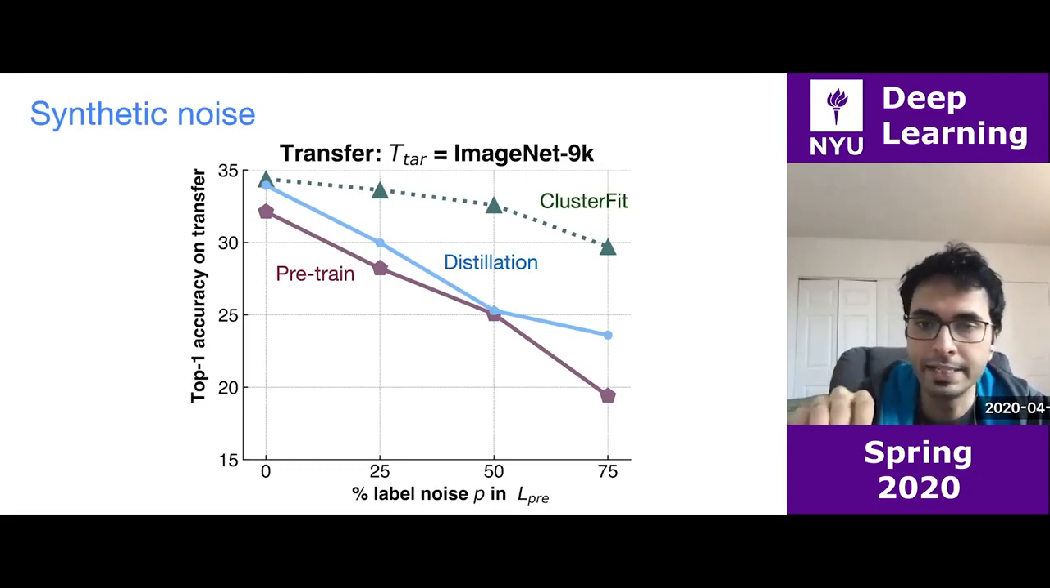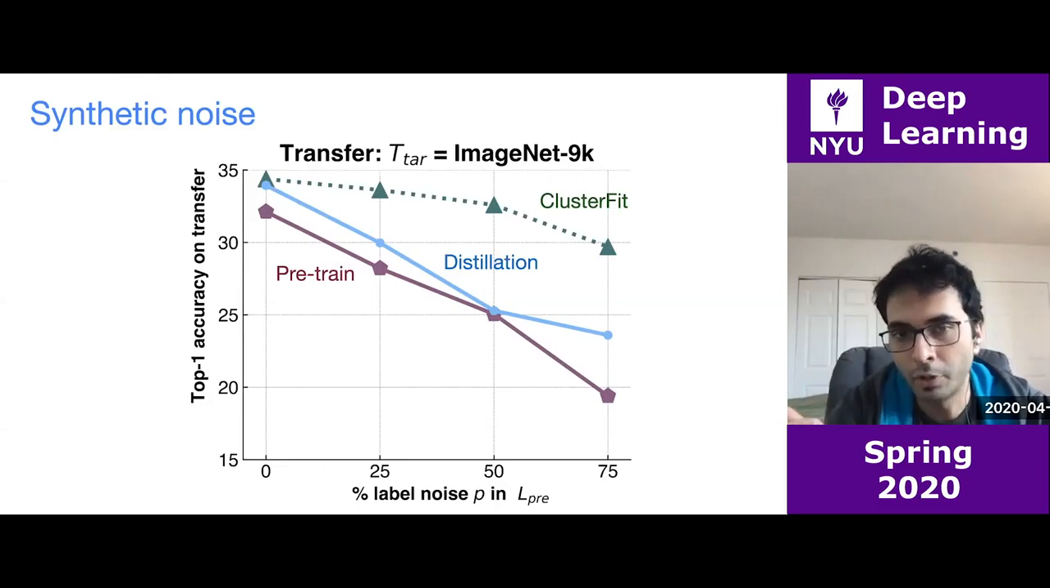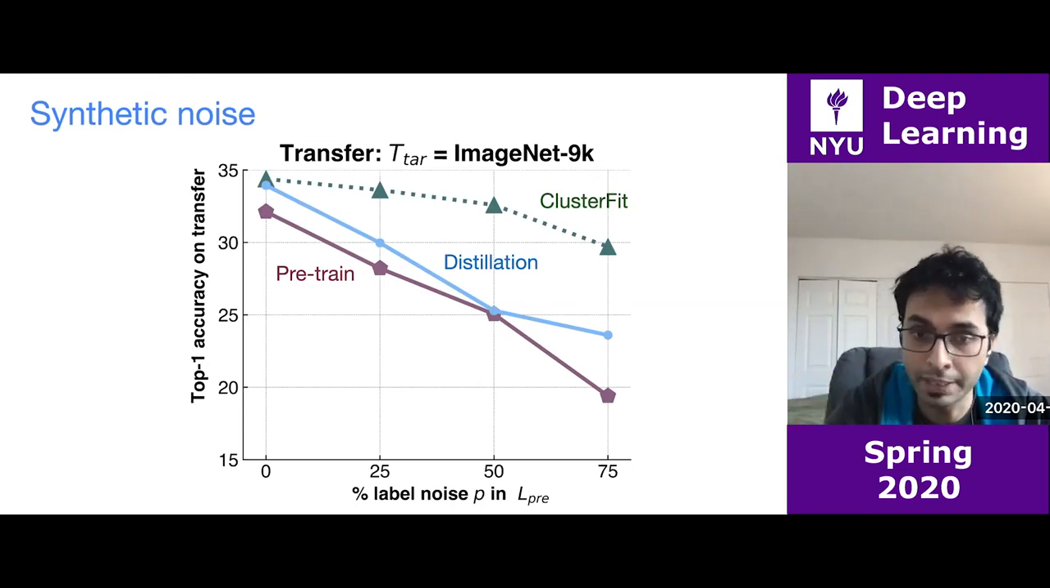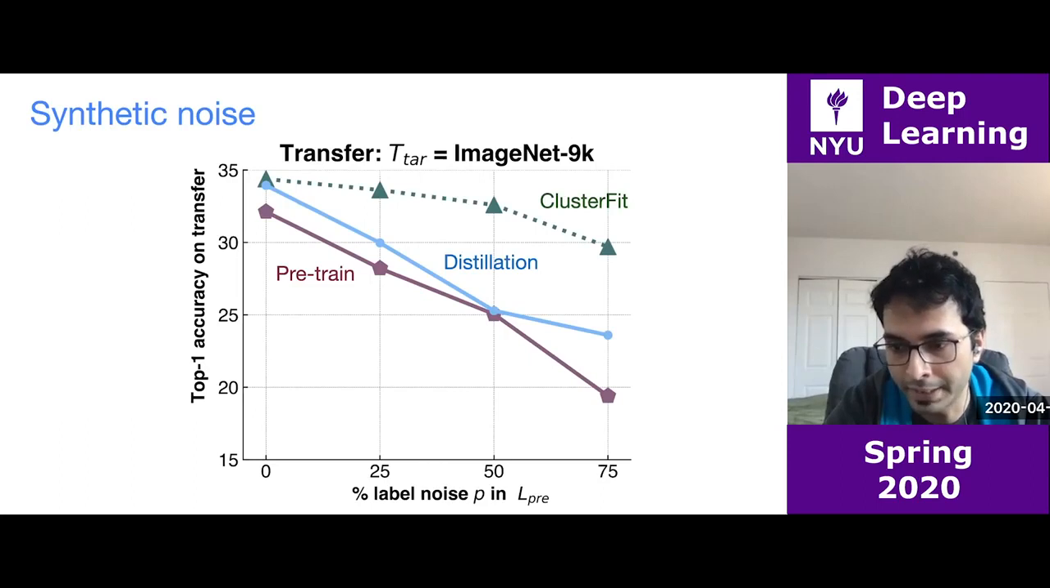And finally, we have ClusterFit. That's the green line. You can see that the ClusterFit model is consistently better than any of these methods, either distillation or pre-training, and consistently gives better results, including when you have zero label noise, which is when you have a pre-trained ImageNet network.